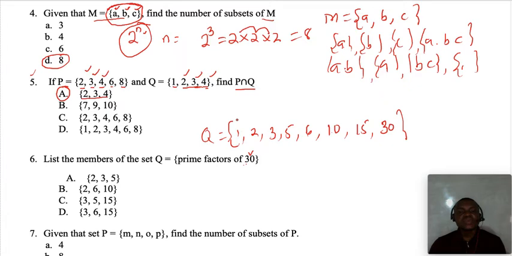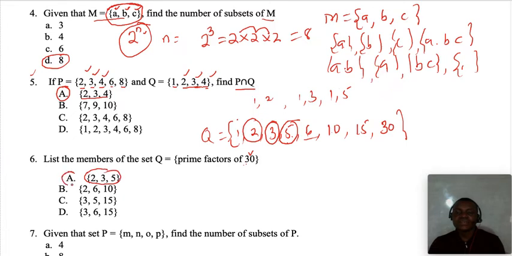So within this set, we have to pick prime factors, prime numbers. And a prime number is a number with only 2 factors. So 2 has only 2 factors, 1 and 2. 3 has only 2 factors, 1 and 3. Then 5 is a prime number because its factors are 1 and 5. So 5 is part. Apart from that, that is all. So 2, 3, 5 is the answer here. So note that a prime number is a number with only two factors, 1 and the number itself. A factor is a number that can divide another number without a remainder. That is the meaning of factor.